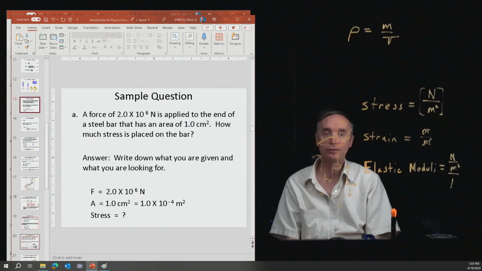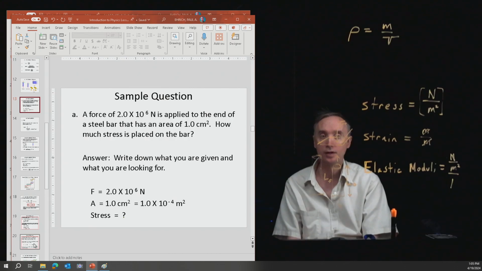So here's a sample question. A force of 2 times 10 to the 6th newtons is applied to the end of a steel bar that has an area of 1 centimeter squared. How much stress is placed on the bar? So we're going to write down what we're given. We know that the force is 2 times 10 to the 6th. Now be careful with the area, because the area must be in meters squared, not centimeters squared. And then we're looking for the stress.